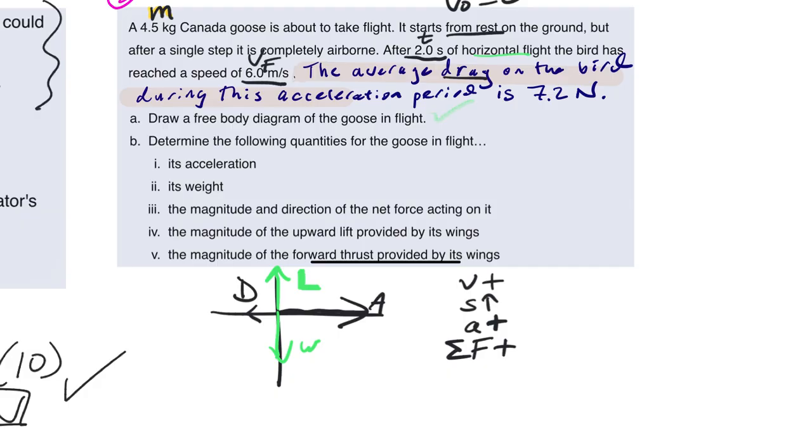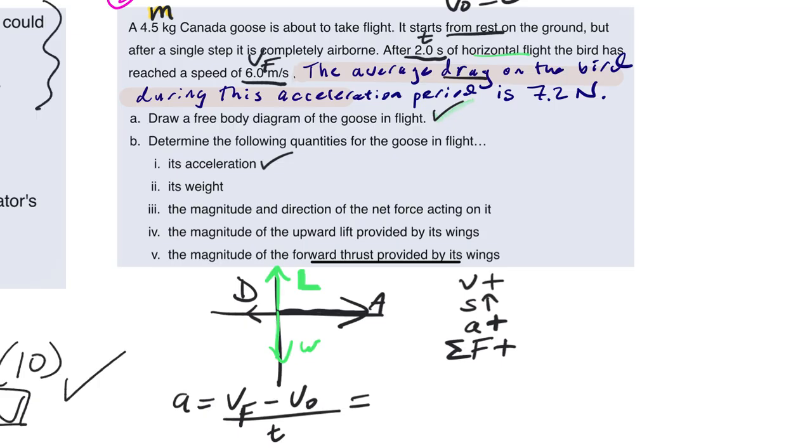Okay, so there's my free body diagram. Next, determine the following quantities. Okay, it's acceleration. Well, this goes back to kinematics. I have A, I've got VF, VO, and T. So it's really easy. I'll give you those kinematics. You can use your kinematics equation from the last test.